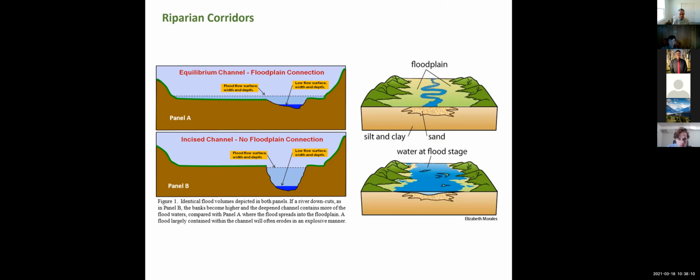Right? And this just kind of makes sense, because if you're forcing more water into a narrower channel, that water is going to move faster, and the faster that water moves, the more destructive it's going to be. Likewise, if you have a much wider area for it to move through, it's going to move more slowly, and it's going to have less destructive impacts.